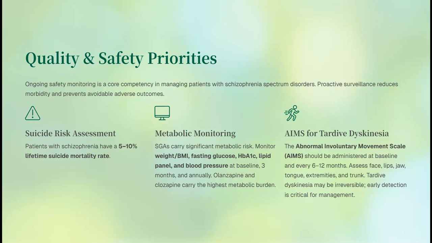You want to do metabolic monitoring. SGAs carry real metabolic risk like weight gain, diabetes, dyslipidemia. Establish baseline measurements early. Check their weight and BMI. Get their fasting glucose. Get a hemoglobin A1C. Check their lipids and their blood pressure. Then you're going to follow up and do this again 3 months after you start an SGA, and then you'll do it once a year.